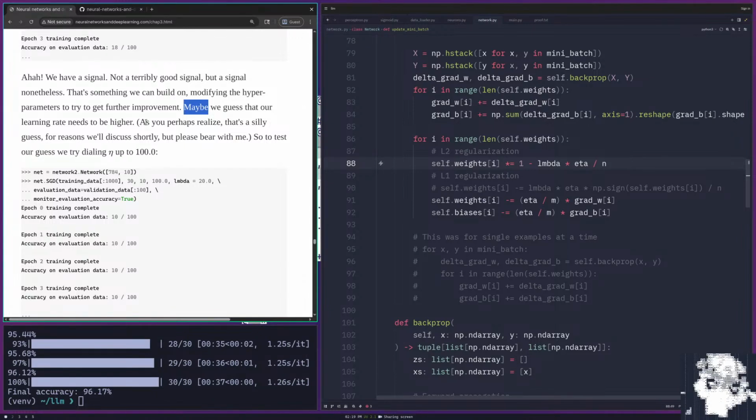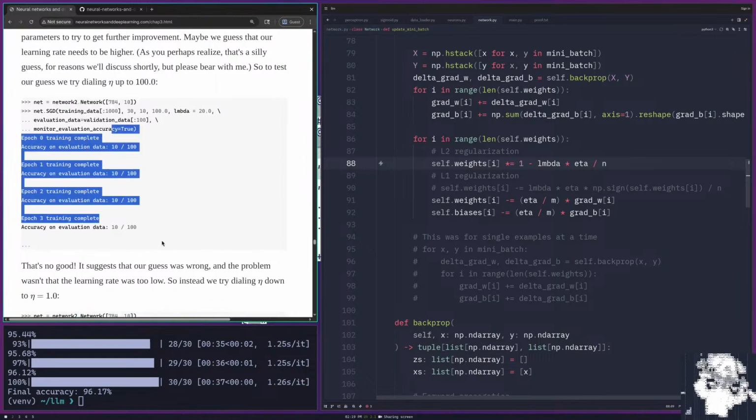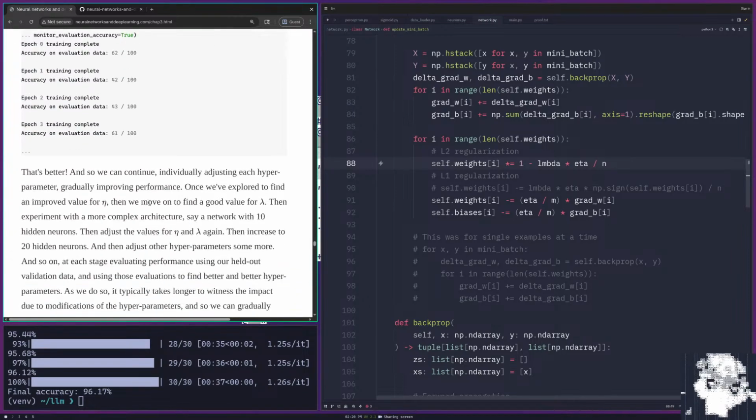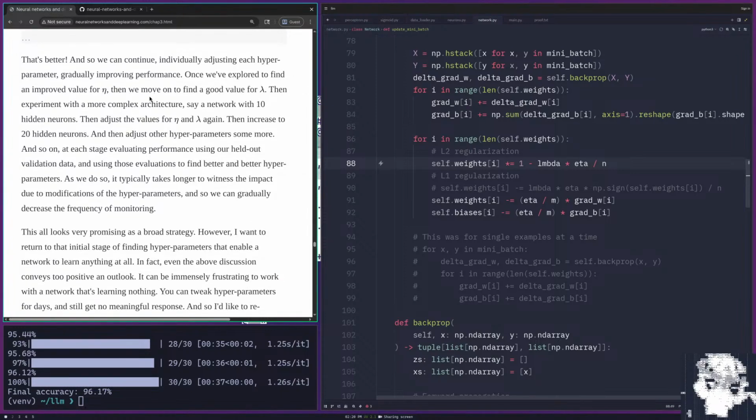So to test our guess, we tried dialing eta up to 100. And then it stopped learning. That's no good. It suggests that our guess was wrong, and the problem wasn't that the learning rate was too low. Instead, we tried dialing eta down to 1, and that helped. That's better. We can continue individually adjusting each hyperparameter, gradually improving performance.